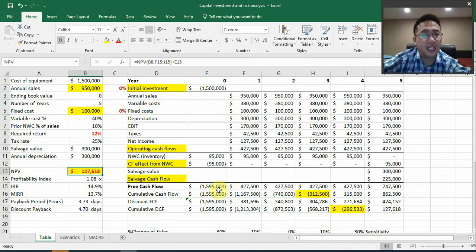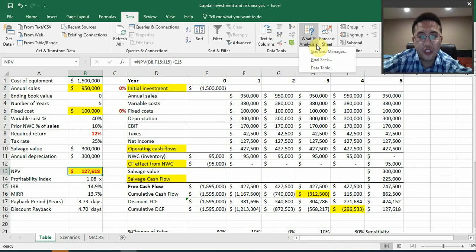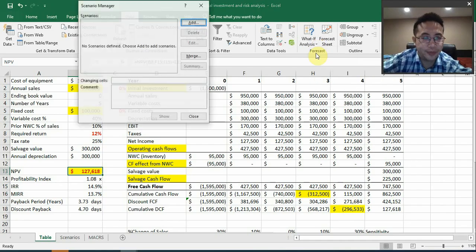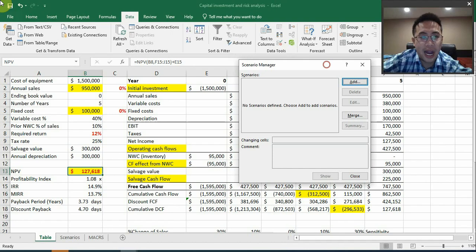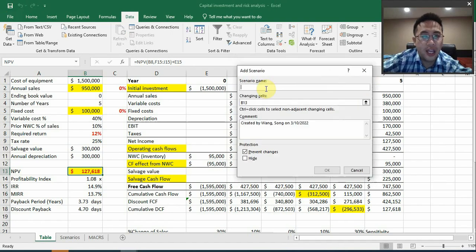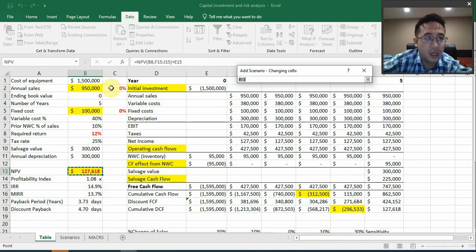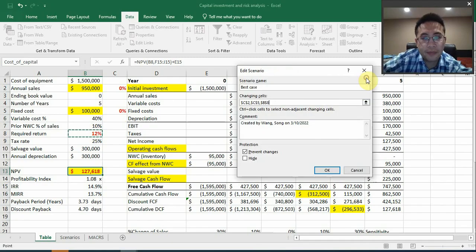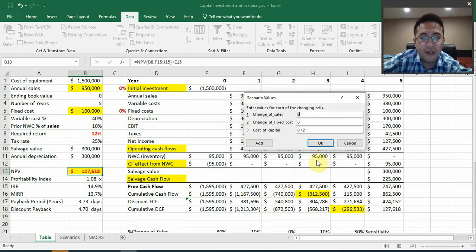Then let me conduct my scenario analysis. I need to hit Data, go to What-If Analysis, and go to Scenario Manager. I will have three scenarios. The first one is the best case, and I'm going to change these three cells. You can see that C2, C5, and B8. These are change of sales, change of fixed cost, and required rate of return. Then I will hit OK to define that.